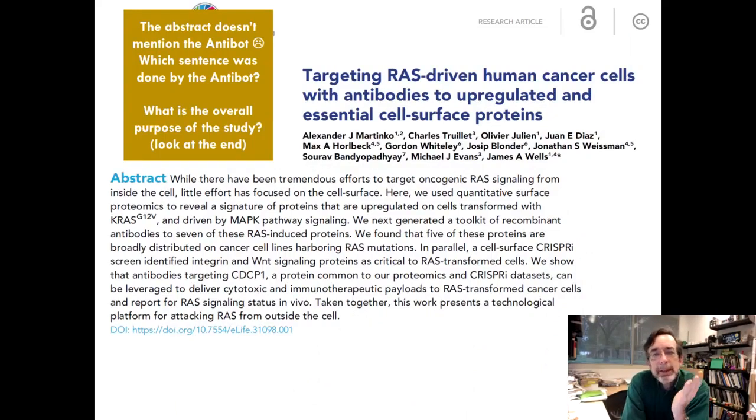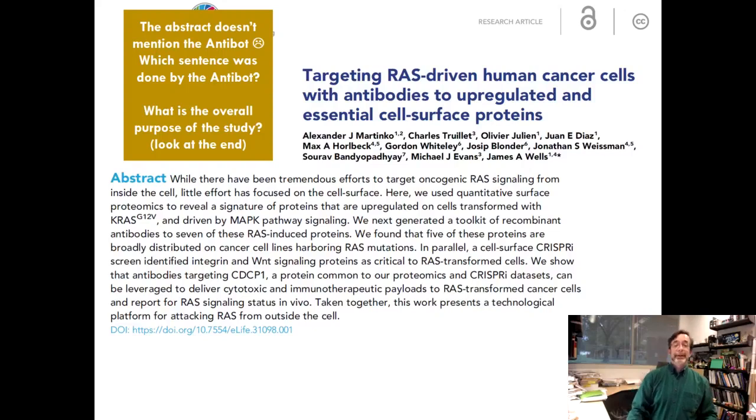We already talked about how it's about targeting cancer. RAS-driven cancer cells. We're going to start with that, and then we're going to get to, it doesn't actually have antibot. I don't think it has it in the whole text. So I want to ask you to look at the abstract and answer these two questions. Which sentence was done by the antibot, and what's the overall purpose of the study? Remember, the antibot will generate antibodies. So look for these two sentences. I'll let you pause and look at it for a second.